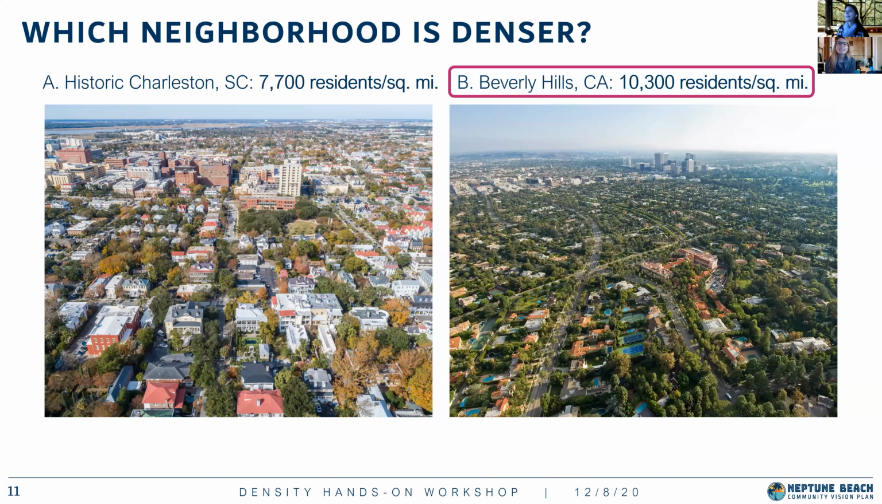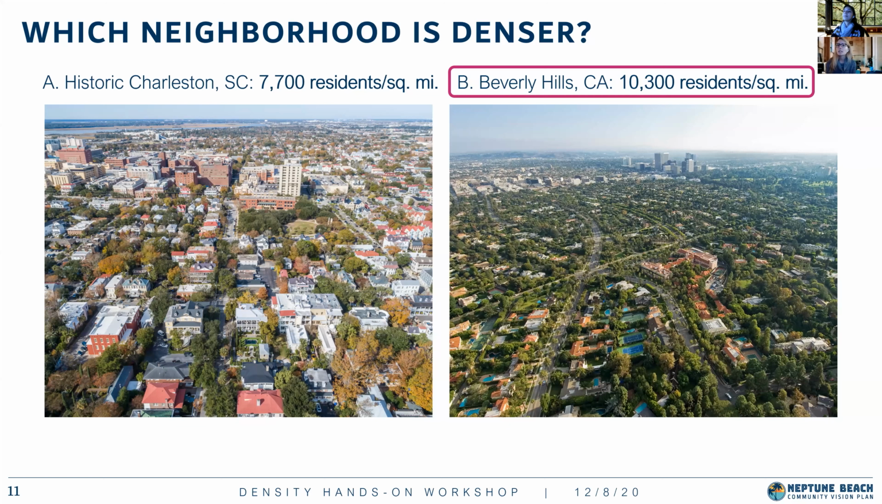I'll say that I was probably just as surprised as you were when I was doing this analysis. There are several reasons why Beverly Hills might have a higher residential population density, and these are the kinds of things we want you all to start thinking about. Historic Charleston is a much more mixed use area. There are a lot of people living in these buildings, but there's also a lot of retail, a lot of hotels, and a lot of commercial and office areas, all mixed together. Beverly Hills is a much more residential area, with a much more limited amount of commercial and mixed use.